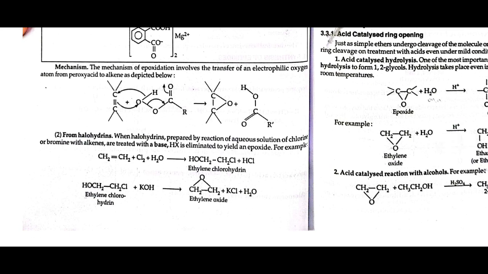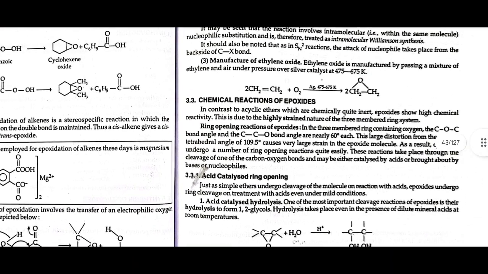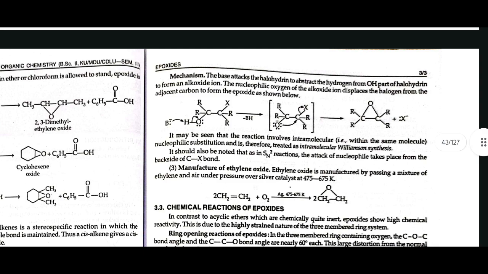Second, from halohydrins. When halohydrins, prepared by reaction of aqueous solution of chlorine or bromine with alkenes, are treated with a base, for example, they yield an epoxide. For example, mechanism. The base attacks the halohydrin to abstract the hydrogen from the OH part of the halohydrin to form an alkoxide ion.